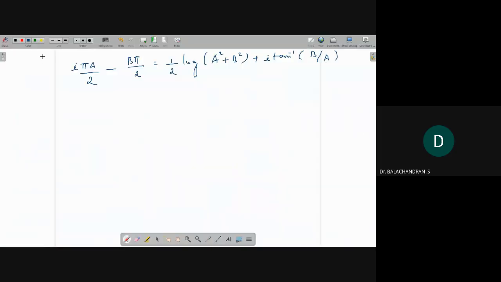So the question is very simple. You just need to compare the real and imaginary part. If you compare the real part, what is the left hand side? Please tell. Minus 2 into b by pi 2. Right hand side is what? 1 upon 2 log a square plus b square. Yes, correct, Shailaja. Thank you for response.